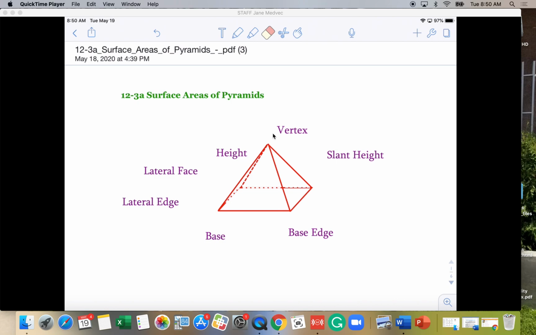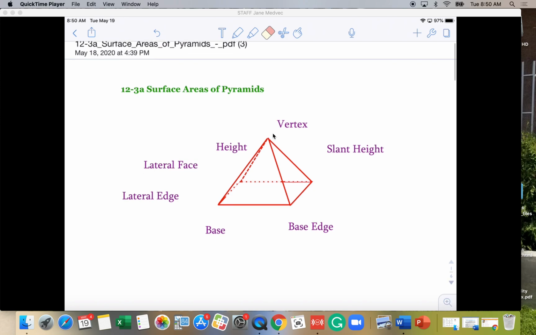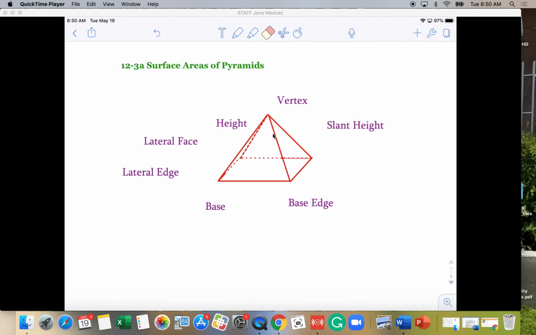Today what we're going to do is look at chapter 12 and start section 3, section 3a today. If I take a look at this figure, this is a pyramid, and most of us know of pyramids as being in Egypt. Some of the bases of pyramids can be triangles, some can be squares, some can be rectangles, some can be a pentagon. This particular shape, you're going to notice that the base is what it's sitting on, and that is a rectangle. And we talk about a base edge.